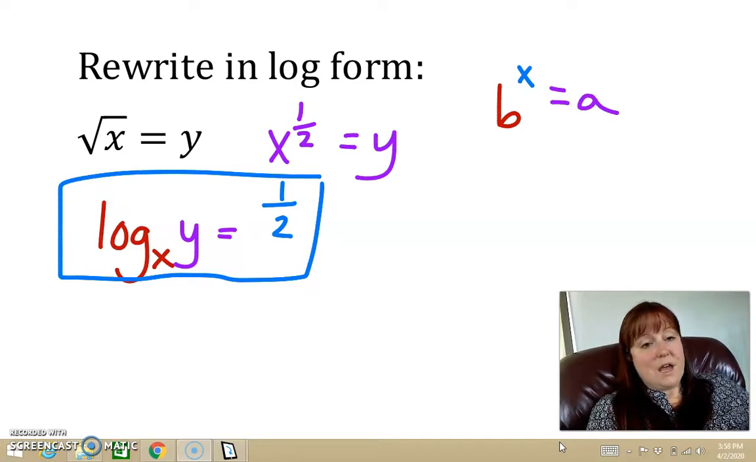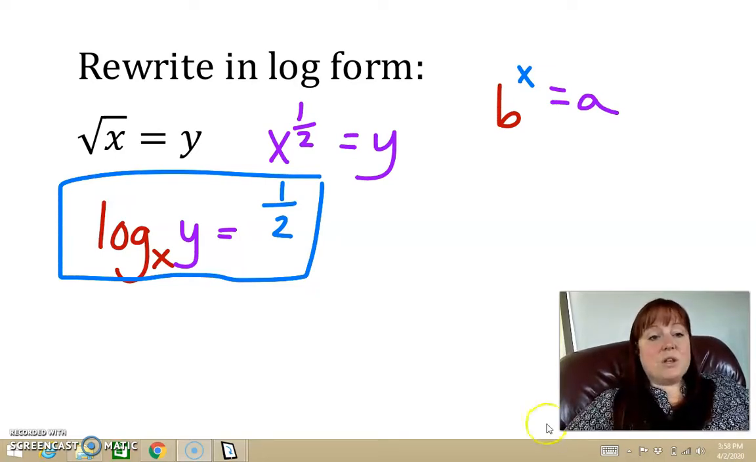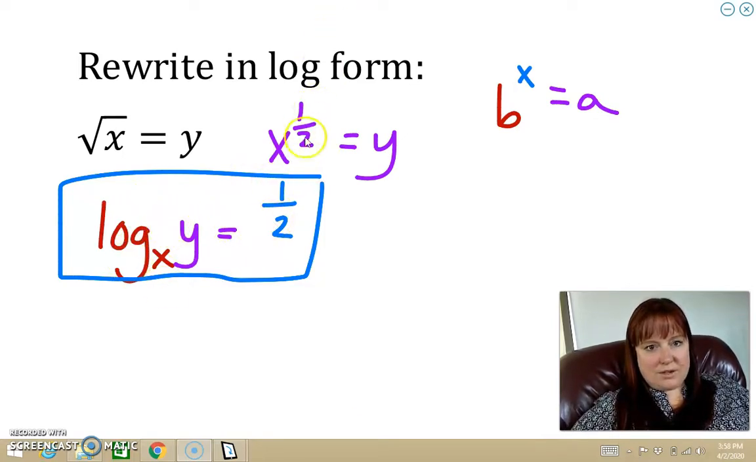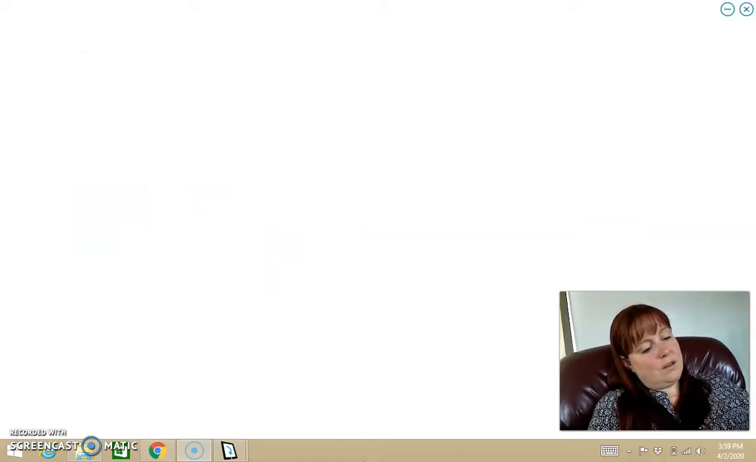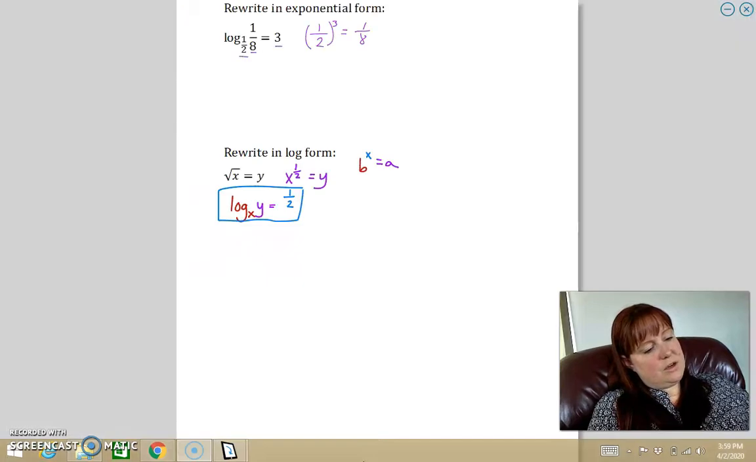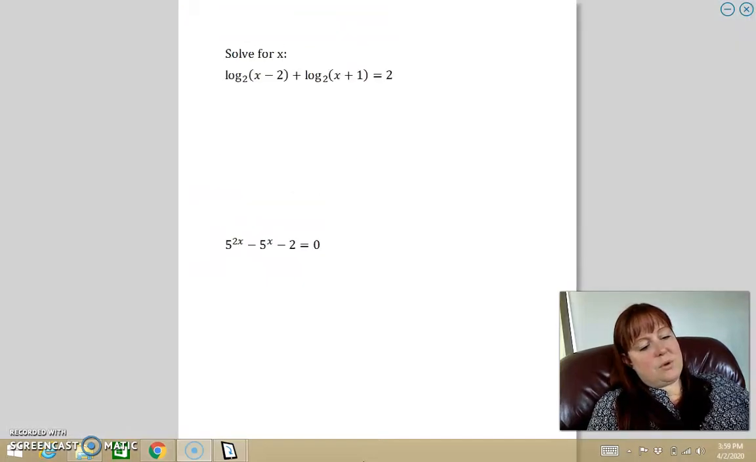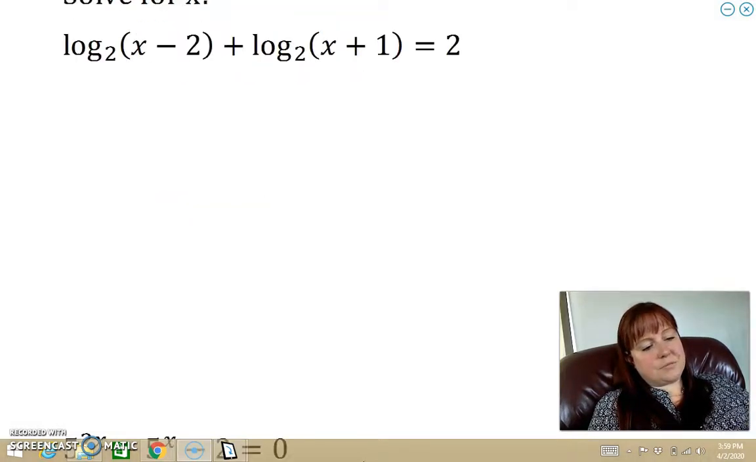So that's that. And remember, the answer to a log is an exponent. Is the answer to this log the exponent? Yes, it is. So we know it's in the right form. Oh, is that all for that page? Yep, okay. So we're going to solve for x here.